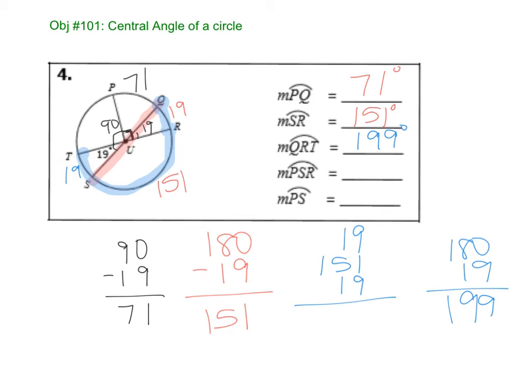PSR, let's see. Okay, go around the circle. So that's 90, 19, and 151. So we got 90, 19, and 151.